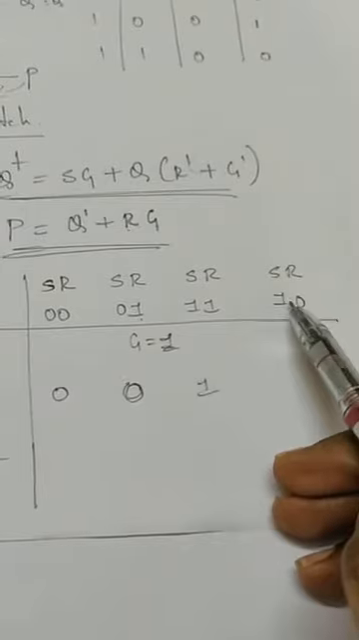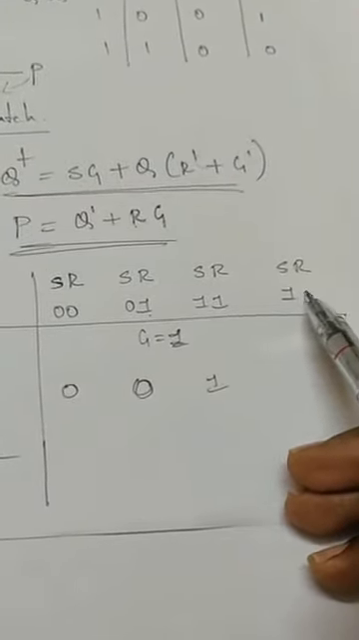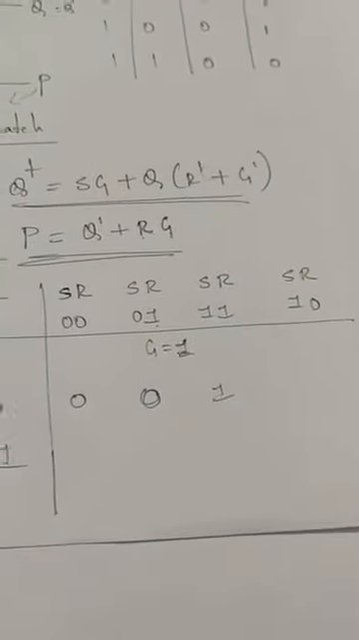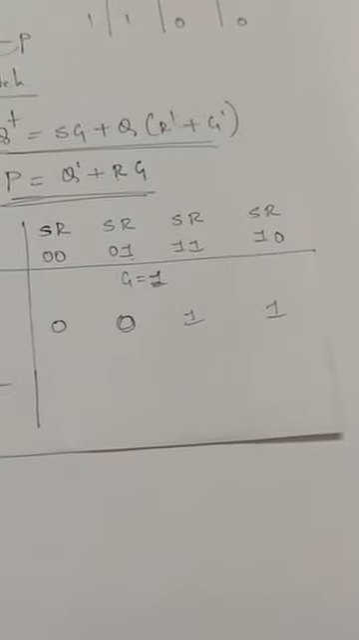SR is equal to 1 0. 1 0 means set state. Whatever the previous state might be, when S is equal to 1, R is equal to 0, it never thinks about the previous state; it will change the next state to 1. So this is one thing.